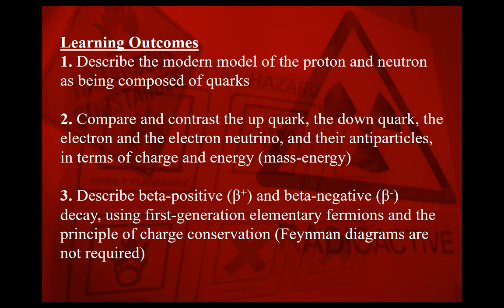And three, describe beta positive and beta negative decay using first generation elementary fermions and the principle of charge conservation, where Feynman diagrams are not required. If you'll recall, the Feynman diagram was the illustration on the first slide of the quantum field theory lesson, which I told you to ignore. So we don't care about them right now.